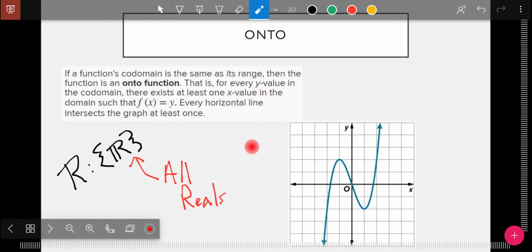So is it onto? Is the range all reals? Again, it could be a straight line this way, all right. But if it begins going one direction and ends going the other direction, that would be all reals for the range, up and down wise. And then you're going to say, yep, it is onto.